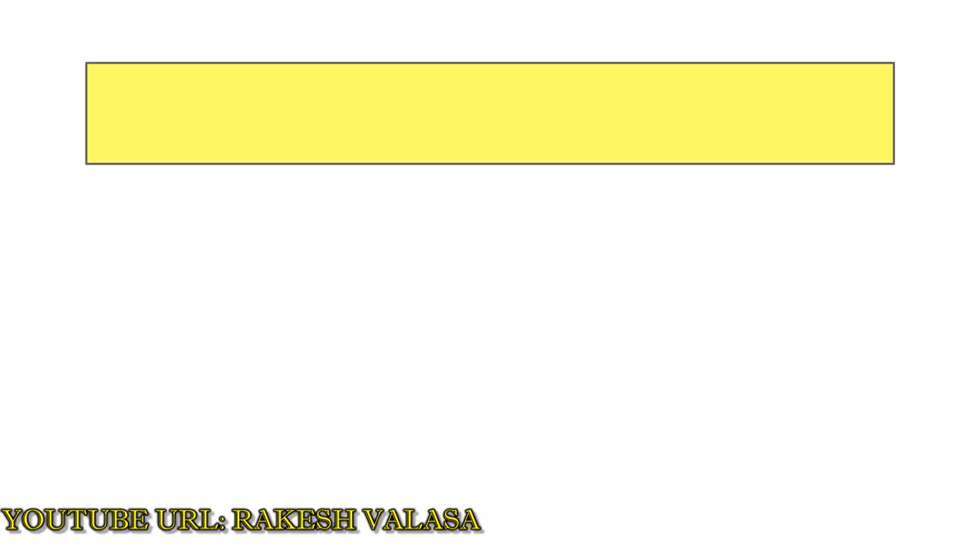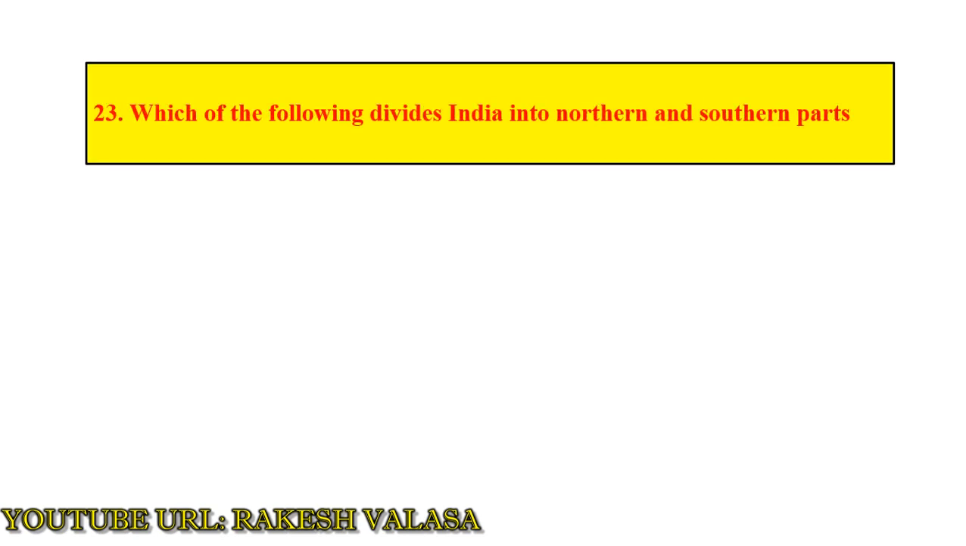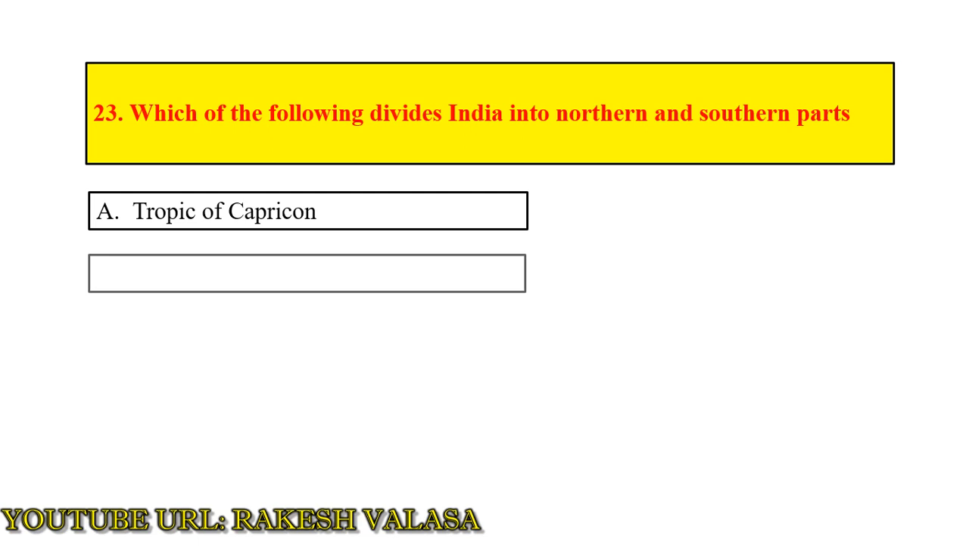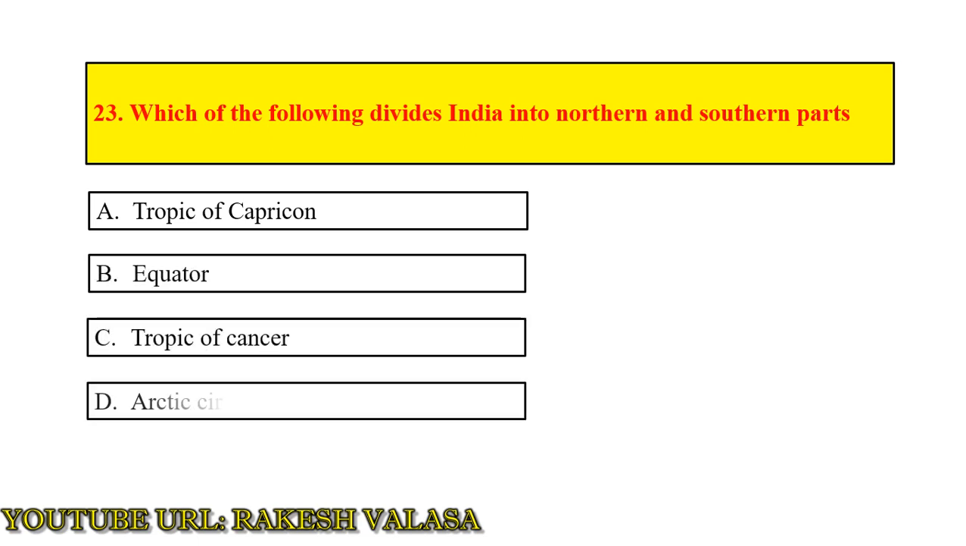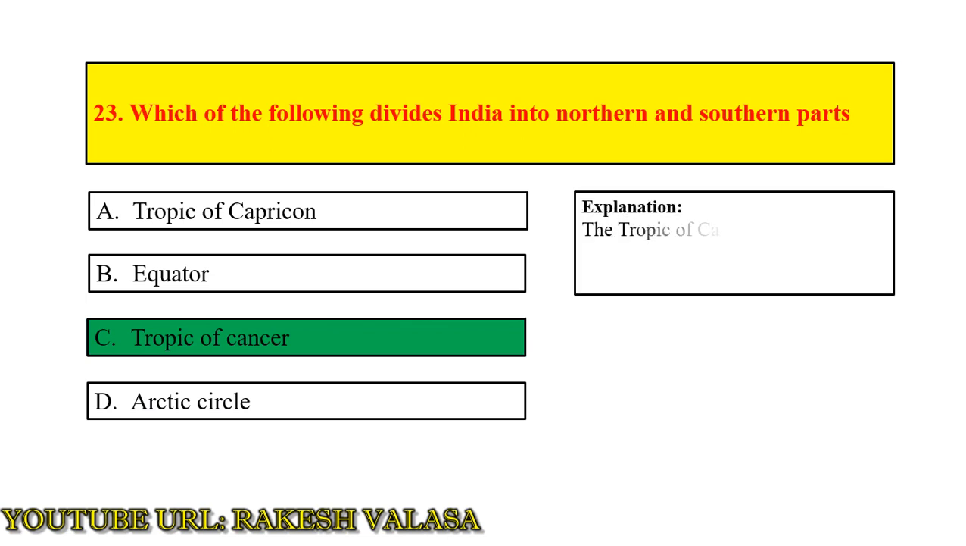Question number 23. Which one of the following divides India into northern and southern parts? Answer. Tropic of Cancer. Explanation. The Tropic of Cancer divides India into almost two halves, north and south parts.